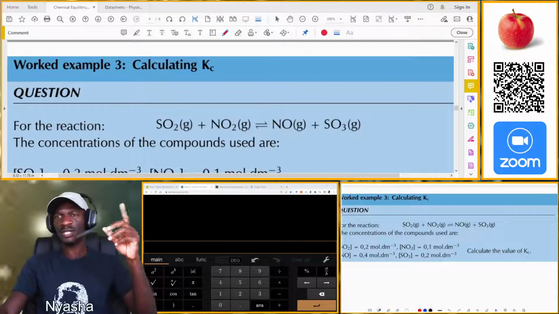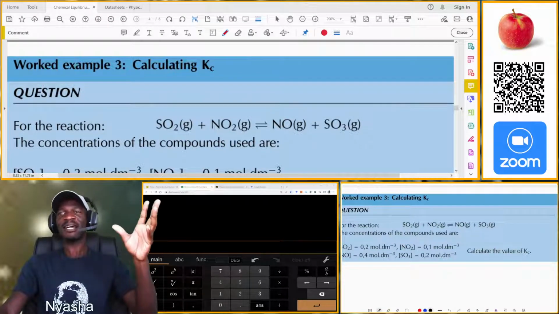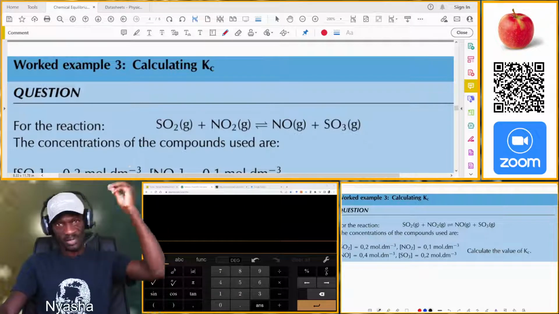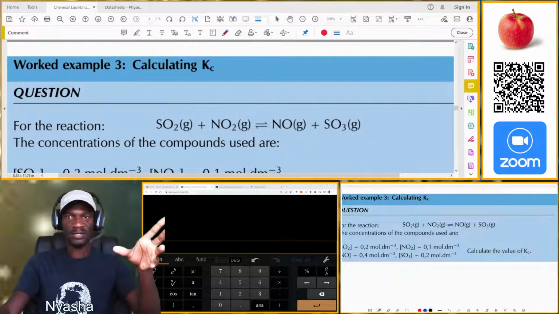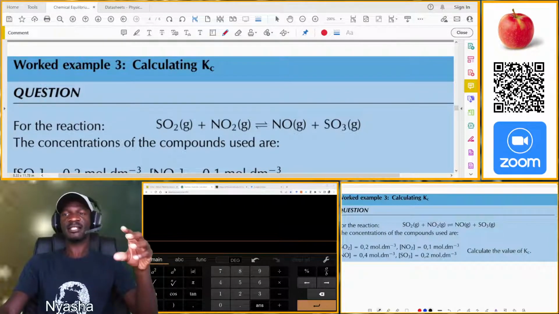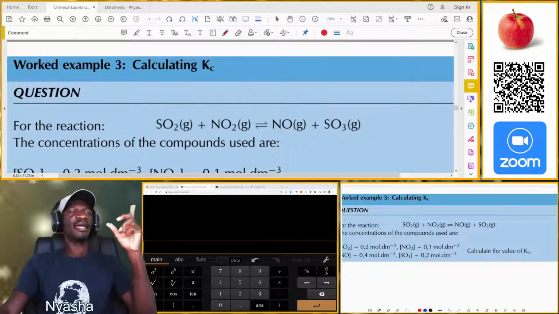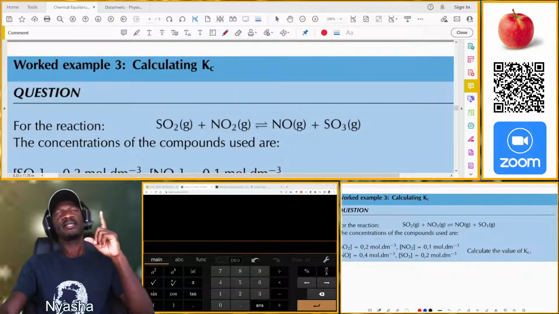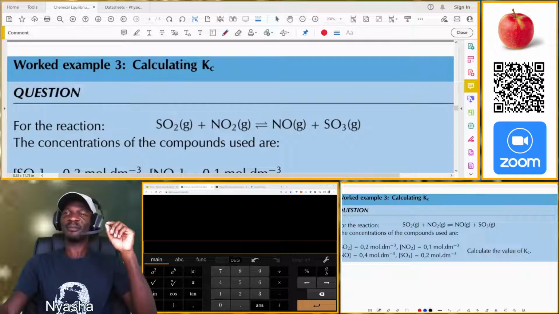Okay, the 2022 is not out, so I was looking at 2021 and 2020. So let's look at 2021. Look for the 2021 physical science paper, grade 12, paper 2, and look for all questions that have to do with chemical equilibrium.